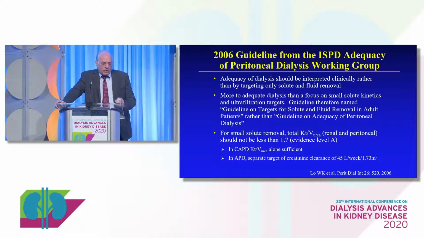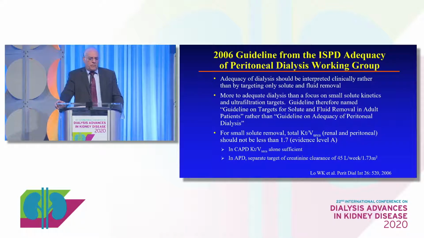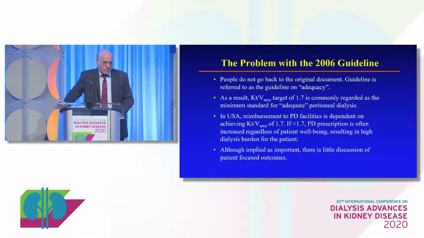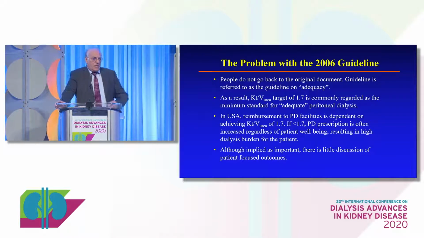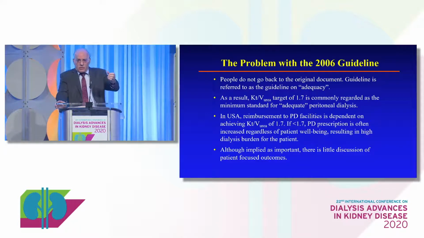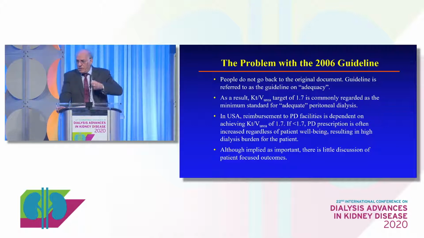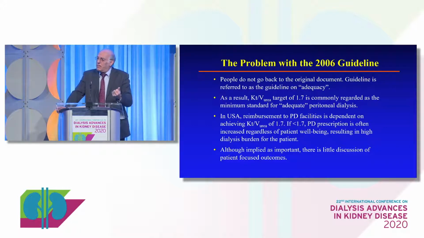Clearly there is more to adequate dialysis than a focus on small solute kinetics. Then they came up with this 1.7, and unfortunately people have been literally living and dying by this 1.7. The problem is that people don't go back to the original document and realize that adequacy is meant to be more than small solute clearance, and pegging the Kt/V has come to mean in many people's minds that we have adequate dialysis.